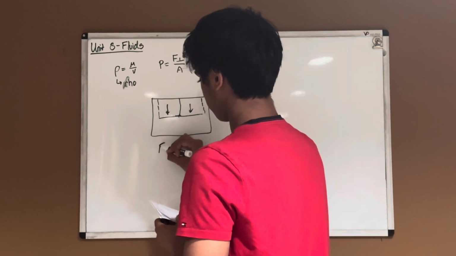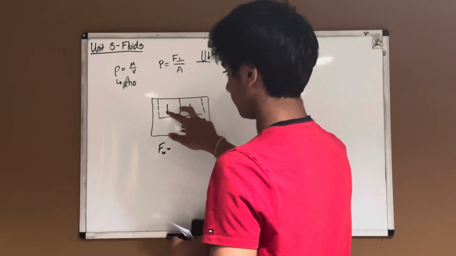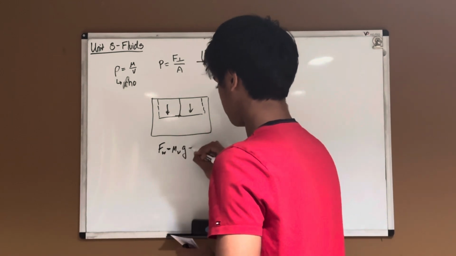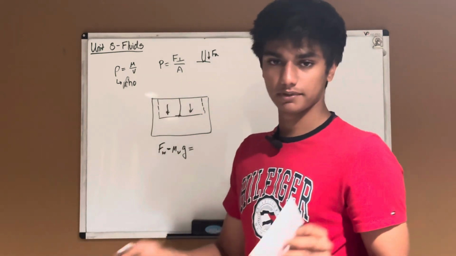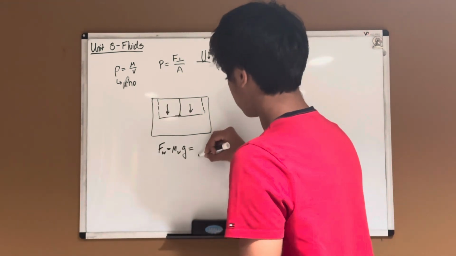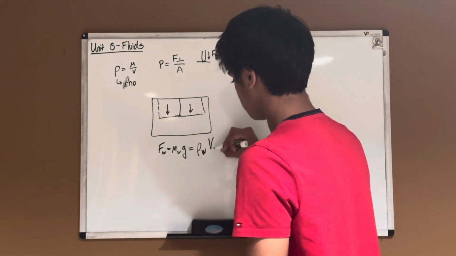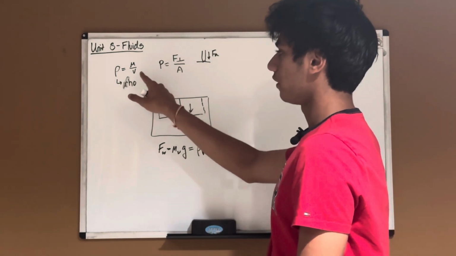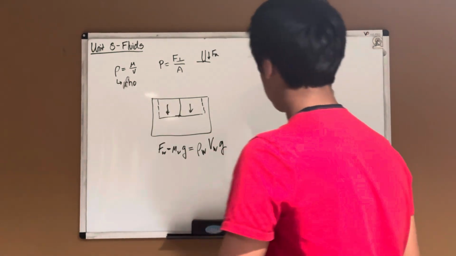So the force of the water column is equal to the mass of the water times gravity. The mass of the water we can also describe, and this is a common thing we do with fluids, as density of water times the volume of water times gravity. Because again, remember, density equals mass over volume, so mass is equal to density times volume.